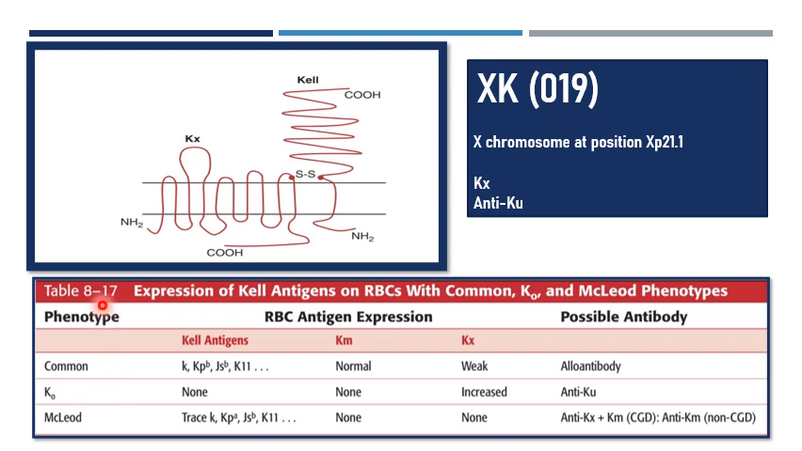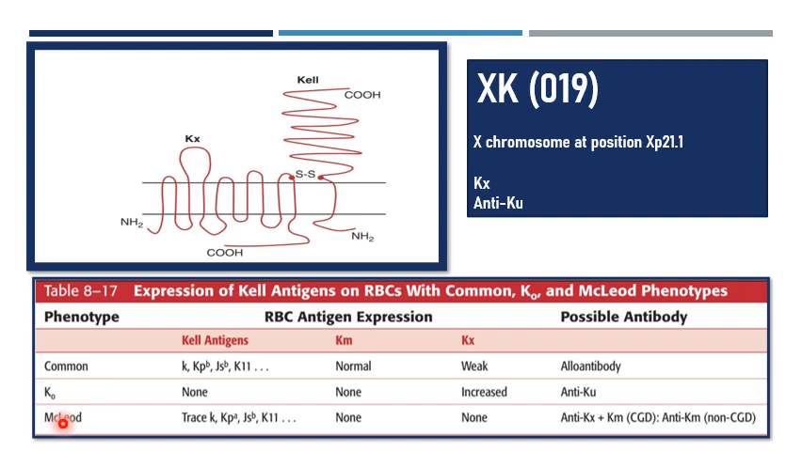So for Table 8.7, this shows the expression of KEL antigens on RBCs with common, KO, and McLeod phenotypes. The common phenotype has all the KEL antigens, a normal value of Km but a weak value of Kx. The possible antibody is an alloantibody.